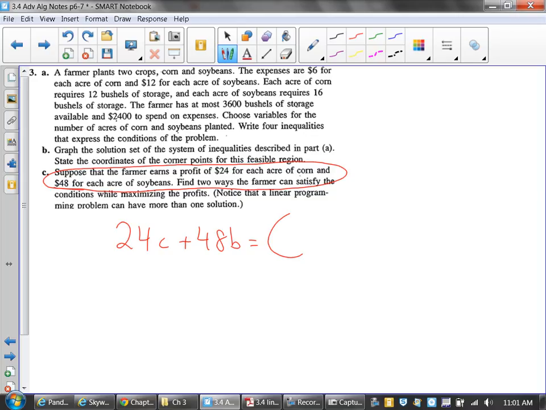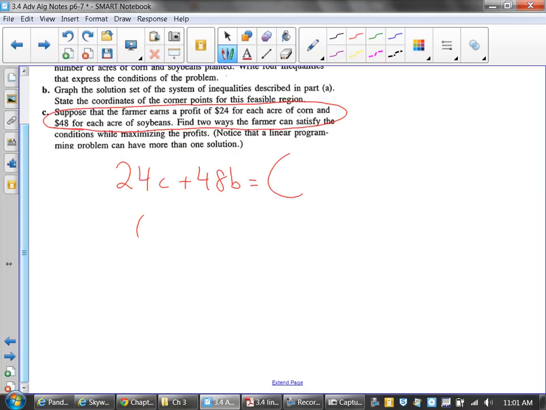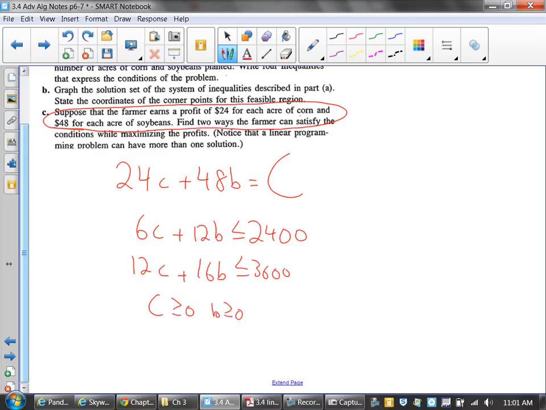Now from here, you had money to deal with and storage space. The money, it was $6 for corn plus $12 for beans, and you had no more than $2,400 to spend. Storage space was $12 for corn, $16 for the beans, and you had no more than $3,600 as far as your space was concerned. Can you have negative values? Corn greater than or equal to 0, beans greater than or equal to 0.